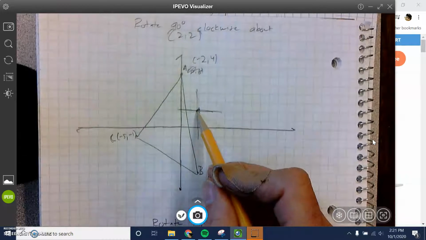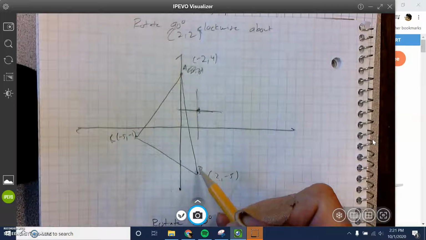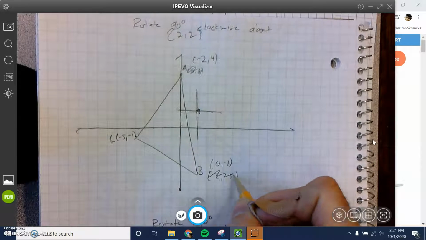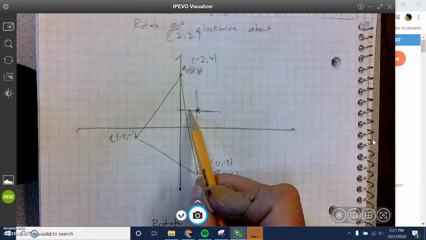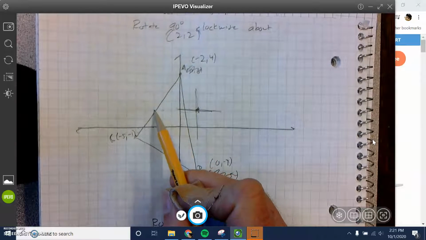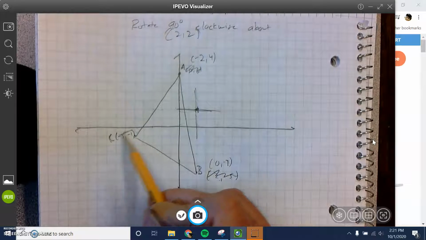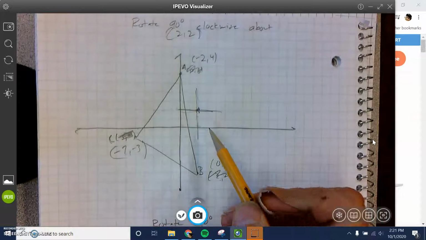B is going to be 1, 2, 3, 4, 5, 6, 7. So 0, -7. And C is going to be 1, 2, 3, 4, 5, 6, 7, then 1, 2, 3. So it's not -5, -1. It's -7, -3. Got it.